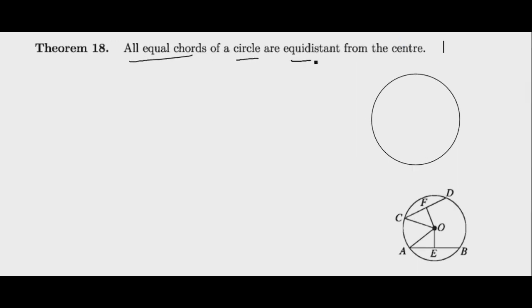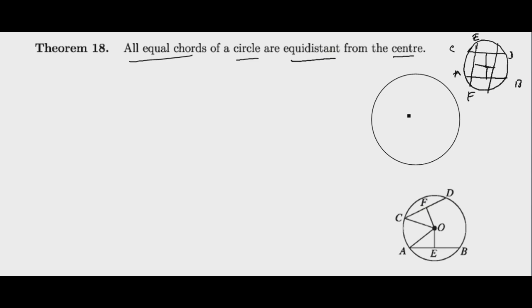Come to the theorem 18. It says all equal chords of a circle are equidistant from the center. First, try to understand it. If this is a circle and if we draw several chords like AB, CD, EF, if all these chords are equal, then we should prove that all these chords will be equidistant from the center of the circle.